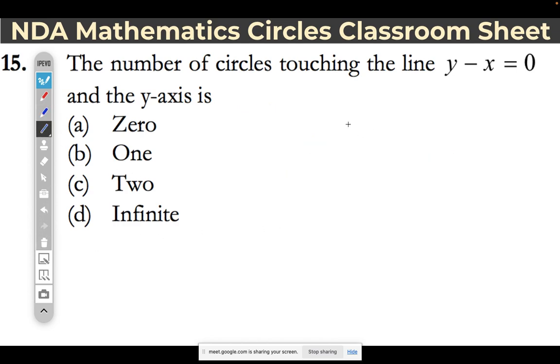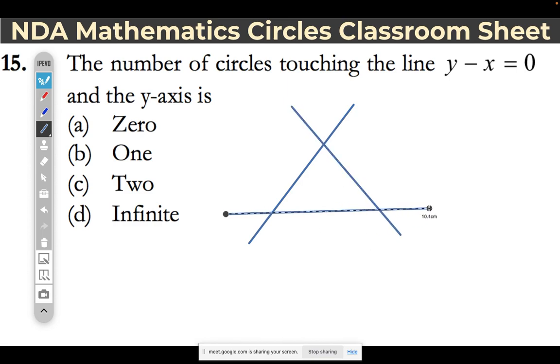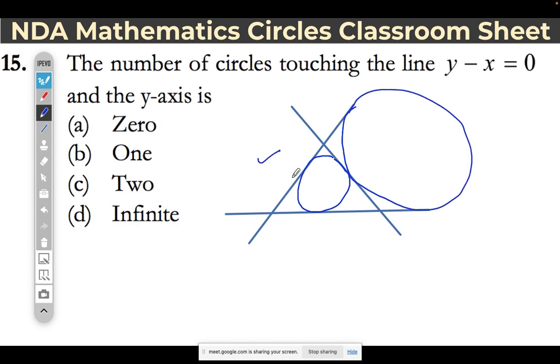Then comes non-concurrent lines. There are four circles. 1, 2, 3 and 4. Four circles. Clear?